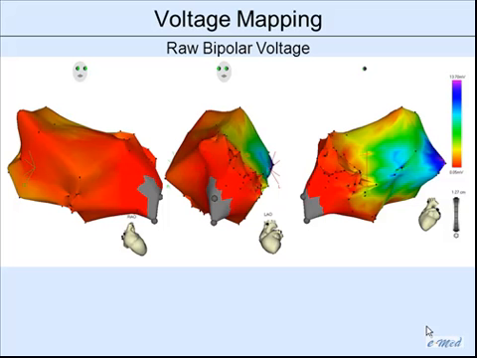Now, just the raw voltage mapping is not very useful. This is a raw voltage map of somebody with obviously a big septal and anterior and apical infarction. This is very dense scar down here.